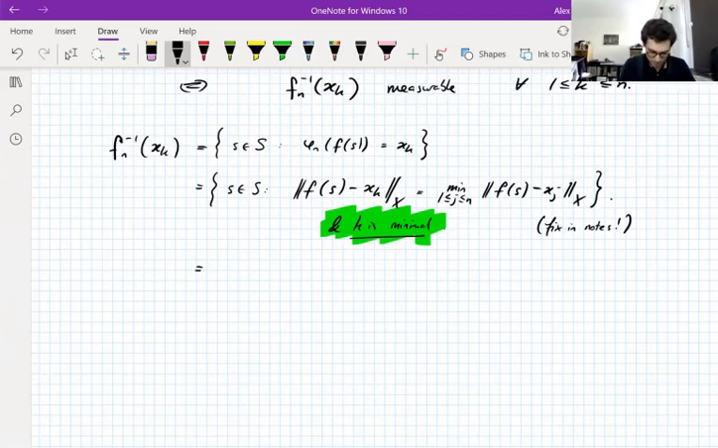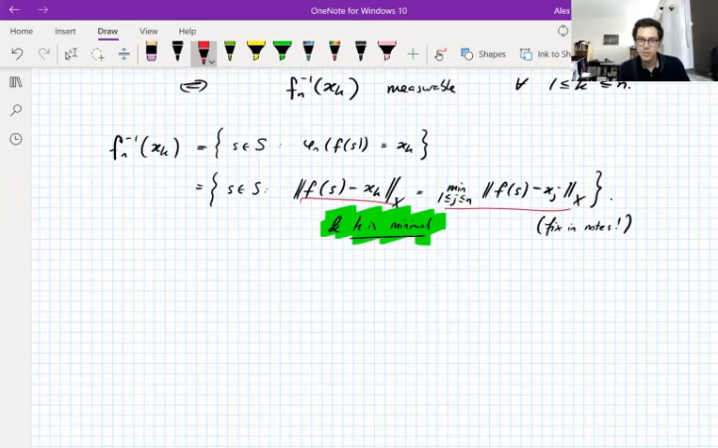We want to show that this set's measurable. We can see this set as where one function is equal to another function. So if we can show that both of these functions are measurable, then the set is a set of equality of two measurable functions, and therefore it's measurable. So we need to show that these two functions here, this left-hand side and this right-hand side, are measurable as functions of f. How do we do that?